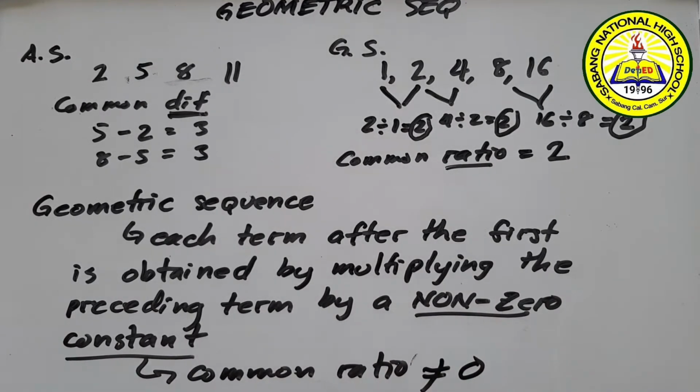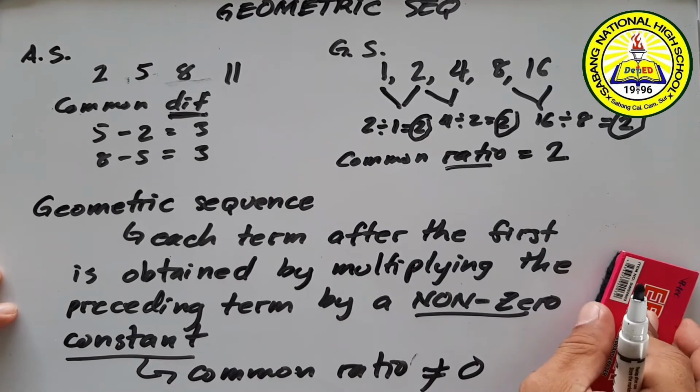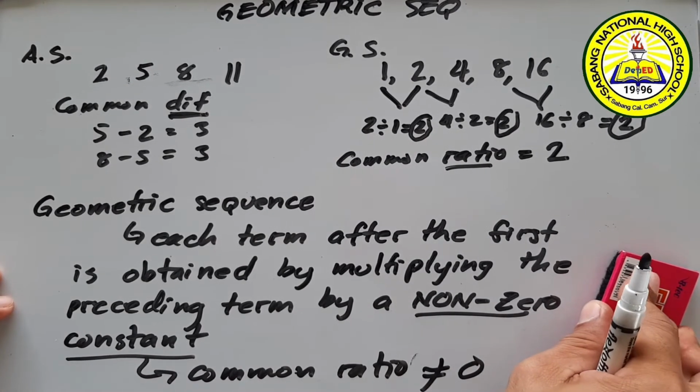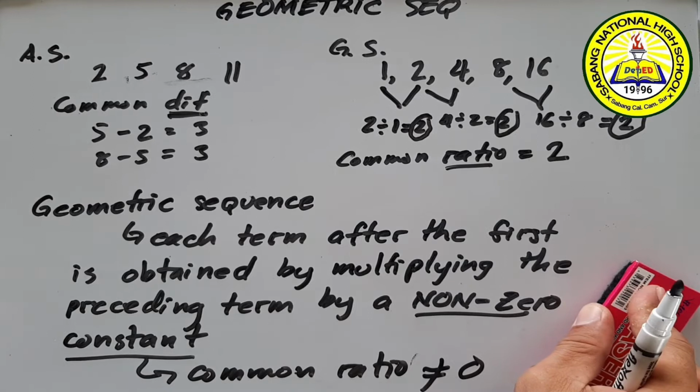A common ratio could be any number. It could be a fraction, a whole number, a negative number, a decimal, except only for one number, which is 0. What will happen if the common ratio is 0? Later on, you will be able to figure out why 0 cannot be a common ratio of a geometric sequence. Okay, so let us proceed.